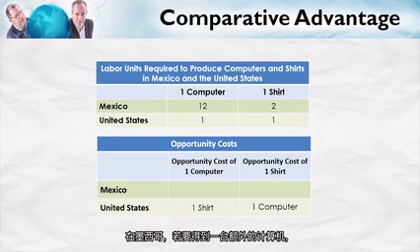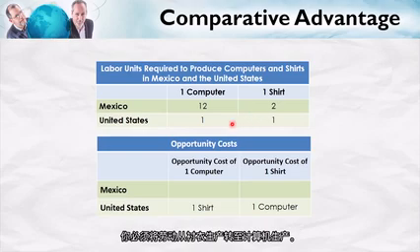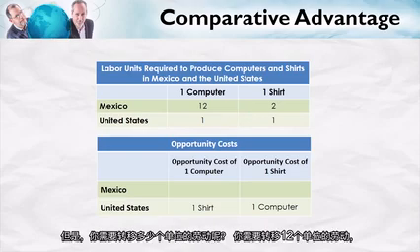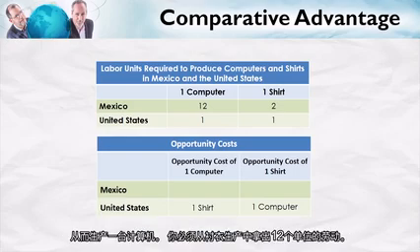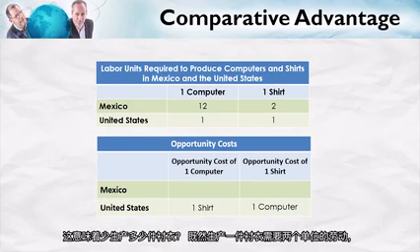So in Mexico, in order to get an additional computer, you'd have to transfer labor from shirt production into computer production. Okay? But how many units of labor do you need to transfer? You need to transfer 12 units of labor. In order to get 1 computer, you're going to have to take 12 units of labor from shirt production.